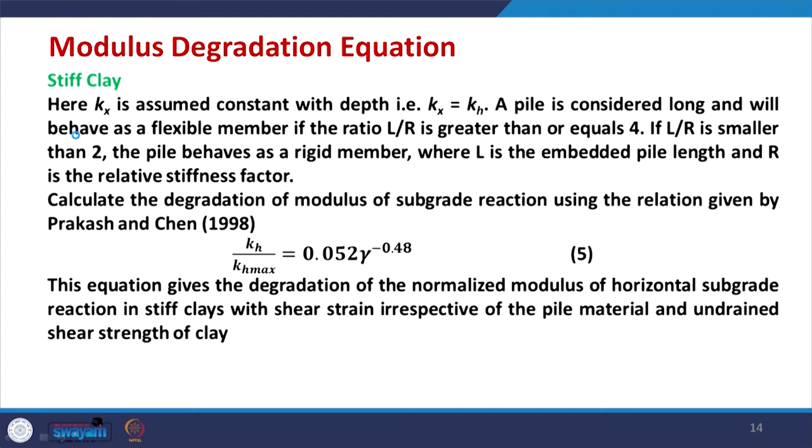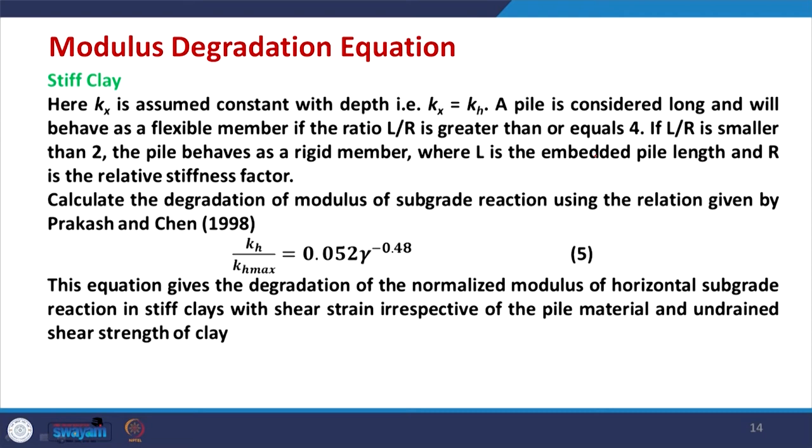For the stiff clay case, Kx is assumed constant with depth, that is, Kx equal to Kh. This was the theory given by Reese, Davisson and Gill. In this case we have to find the factor R. A pile is considered long and will behave as a flexible member if the ratio L by R is greater than or equal to 4. Here we define the relative stiffness factor with R. If L by R is smaller than 2, then the pile will behave as rigid. This we have already discussed. And what is done in this case?